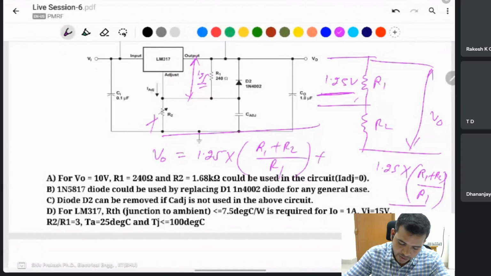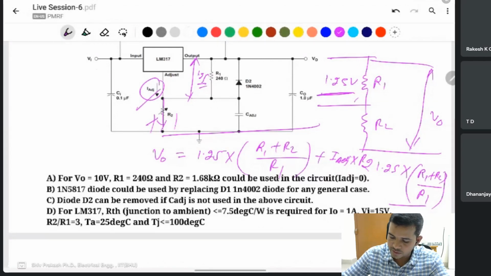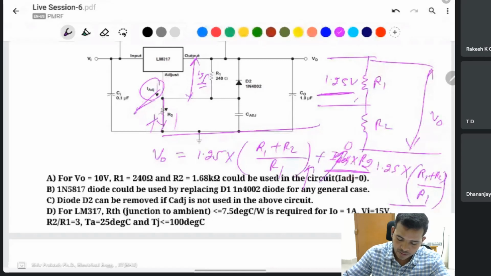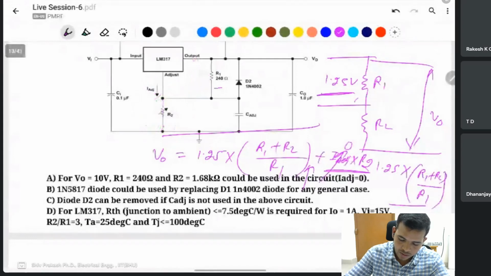Plus, if current is present, it flows into R2. So this is the extra voltage provided by the current here. If current is not present, then this term will be 0. The current direction is not reversed, it is the same. This one is plus-minus because it is feedback, right? It should go to LM317.